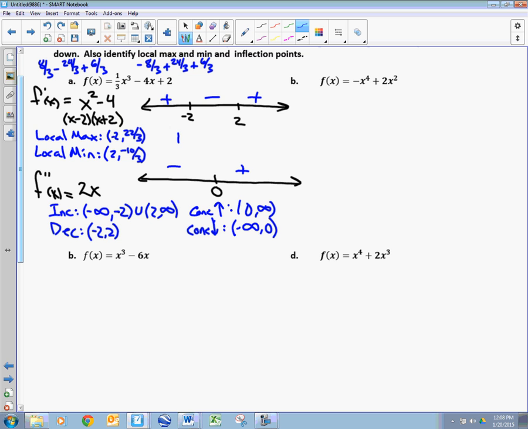Finally, an inflection point occurs when the second derivative is equal to 0 and you have a sign change. Where is the second derivative equal to 0? At 0. Is there a sign change at 0? Does it change from positive to negative? It does change from positive to negative. So therefore we have an inflection point. Find the y value by plugging 0 in and you get 2.